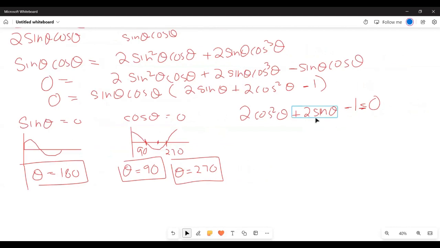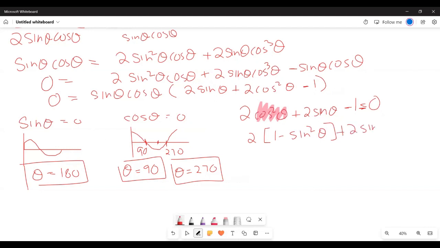factor, the other bracket. Let me just confirm, okay up to here. Okay, let's see. Now I'm going to replace cos square theta with 1 minus sine square theta. So 2 times 1 minus sine square theta plus 2 sine theta minus 1 equals 0. So we have minus 2 sine square theta plus 2 sine theta minus 1 plus 2 is plus 3 equals 0. Something has gone wrong. That was -1, so this is 1.